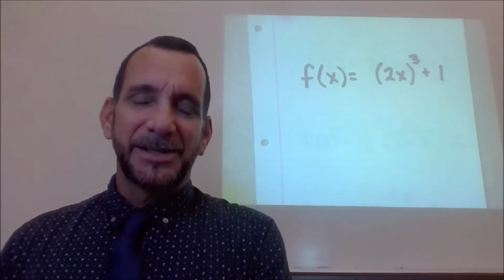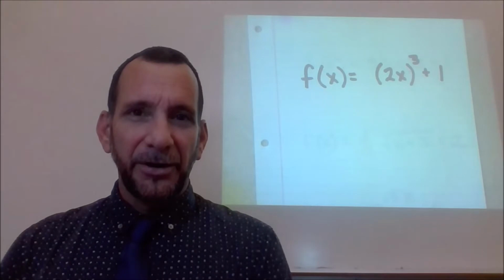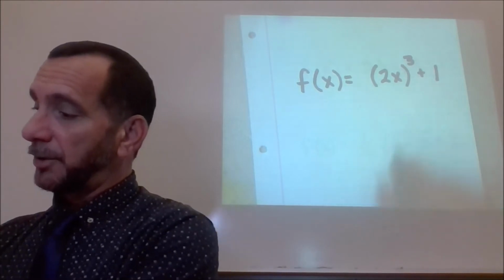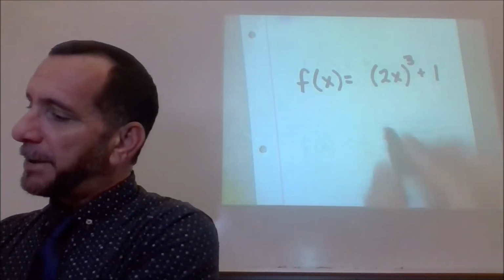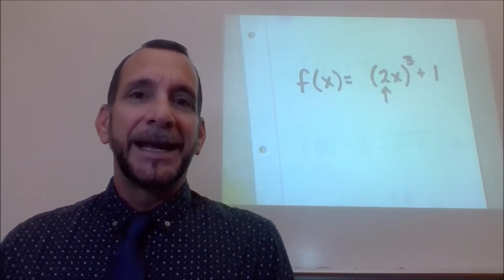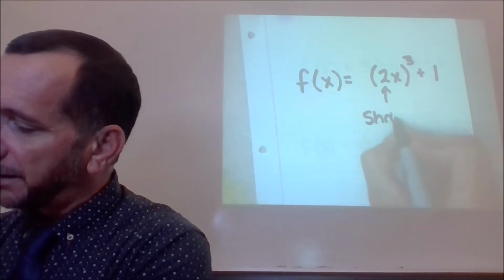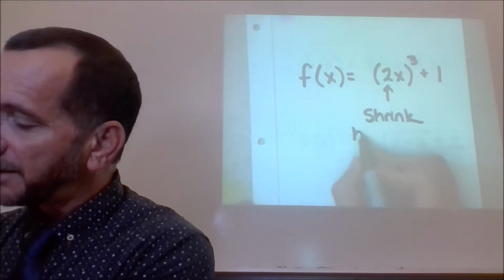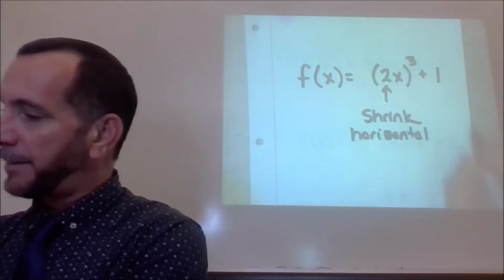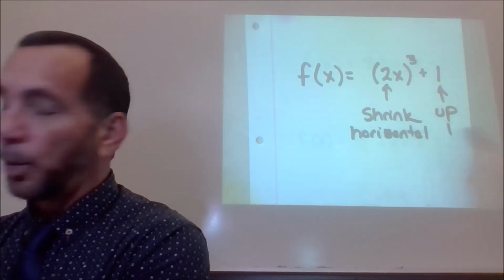So we can see in this example that because the 2 is attached to the x together in that parentheses, we can assume that we're going to have a horizontal stretch or shrink. And because the 2 is greater than 1, we're going to call it a horizontal shrink. This is a shrink horizontally. And then out here off to the side, we see that this function is translating up 1.